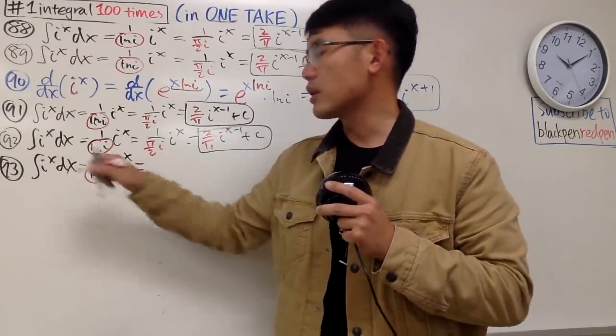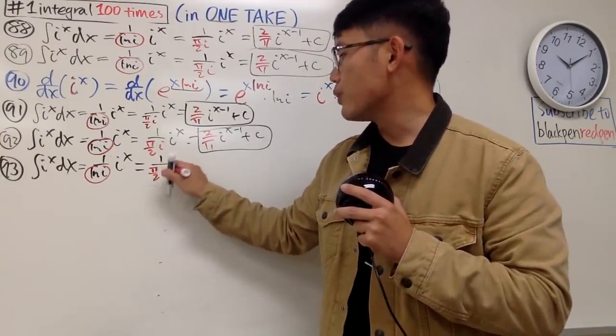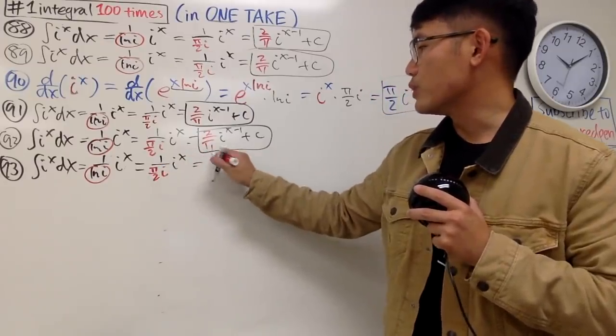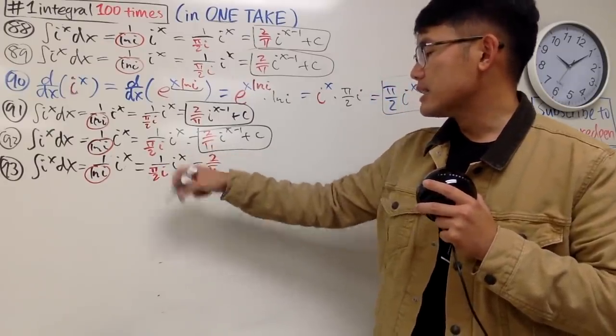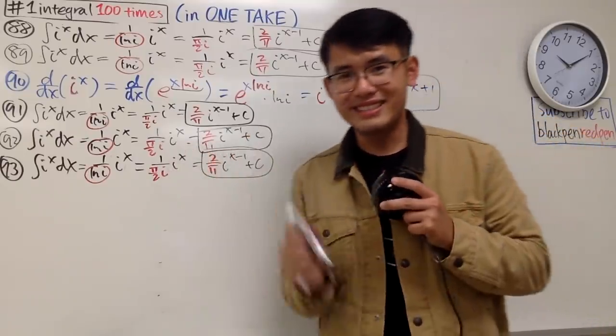And now, natural log of i is pi over 2, so we get 1 over pi over 2i, and then we have i to the x power. Do the reciprocal right here, which is 2 over pi. Subtract the powers, i to the x minus 1 power, and then we are all done, like this.